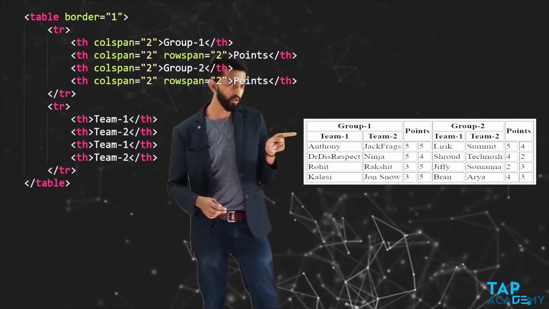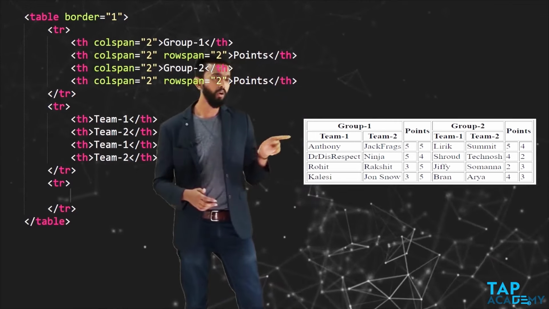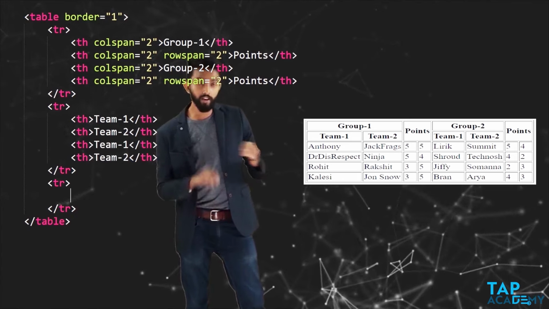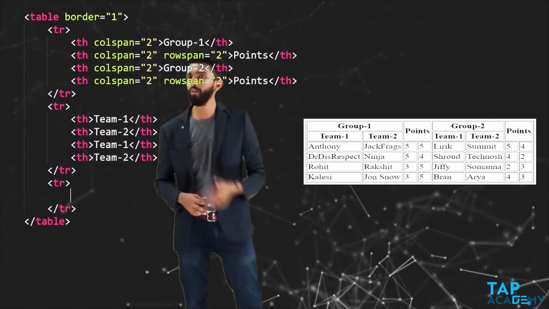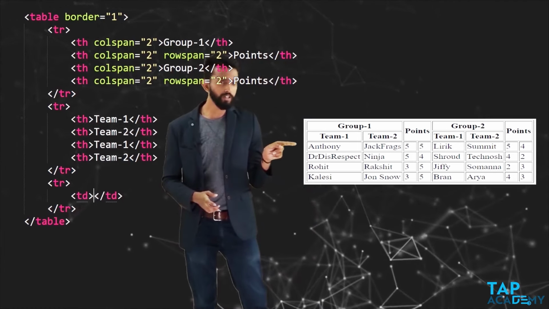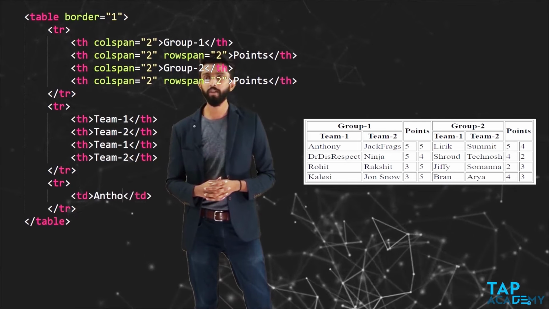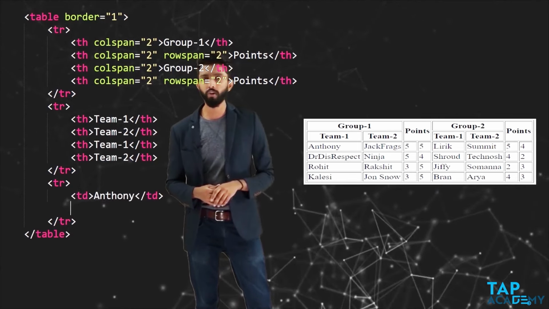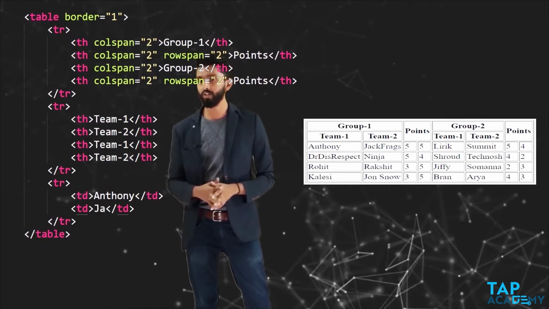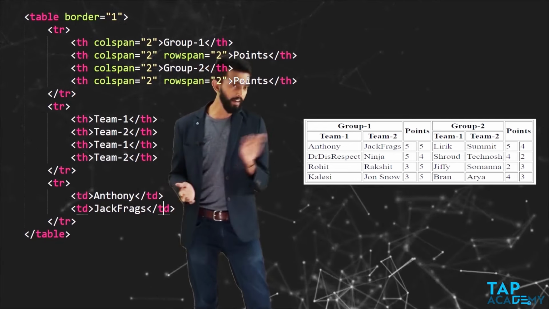Now I'm in the third row, so I'll write TR. And in that row, obviously there is 1, 2, 3, 4, 5, 6, 7, 8, 8 pieces of data. So I'll write TD like this, and the first piece is Anthony. After which the next piece of data, TD, is Jack Frags. Right? After which I will write TD, which is the points.